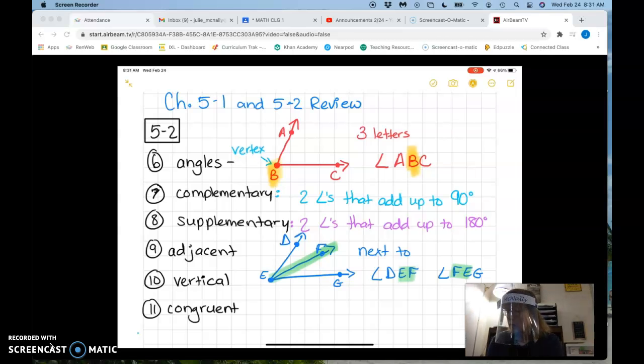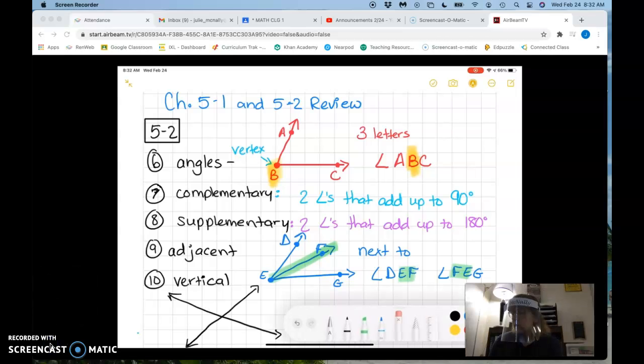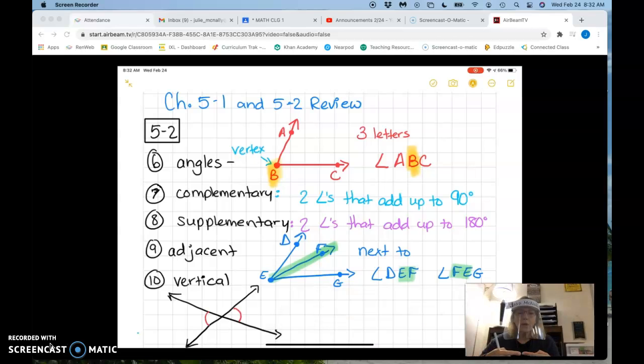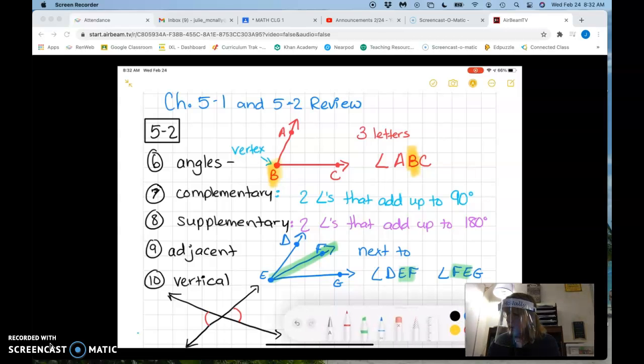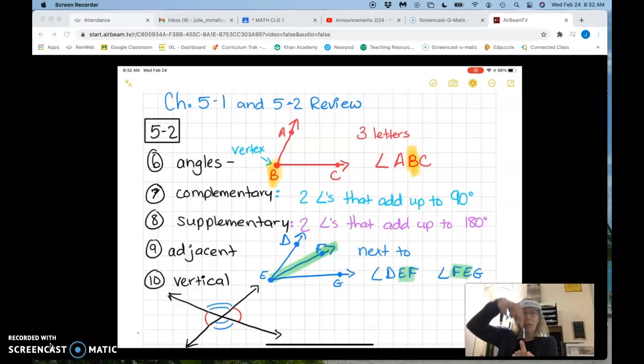And vertical angles are what? Okay, vertical angles are caused by intersecting lines, and vertical angles are across from each other. So these two angles are vertical because they're right across from each other. They share the same vertex. They're vertical angles. Also, these two angles would be vertical because they're across from each other.